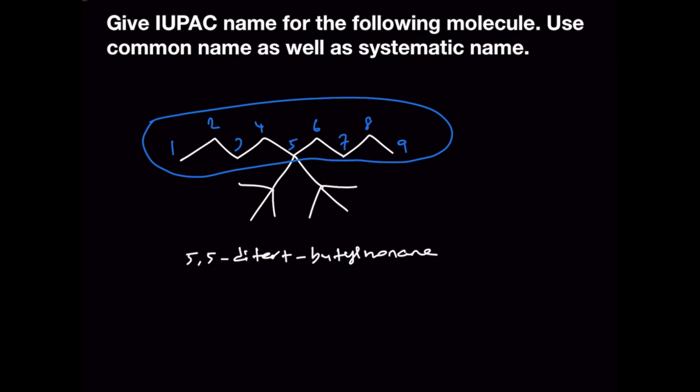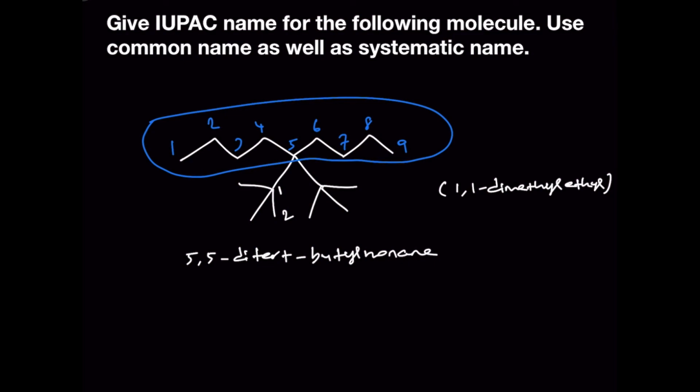Now, let us look at how we can use the systematic IUPAC name. For the tertiary butyl, basically the systematic IUPAC name is 1,1-dimethylethyl. That is the systematic IUPAC name for the tertiary butyl group.